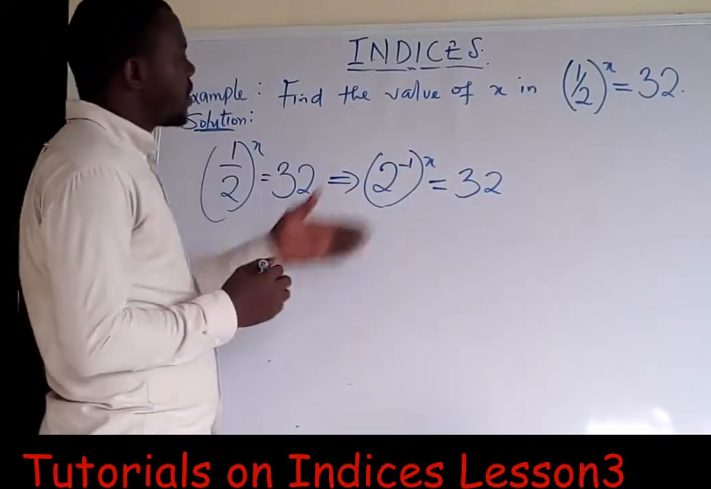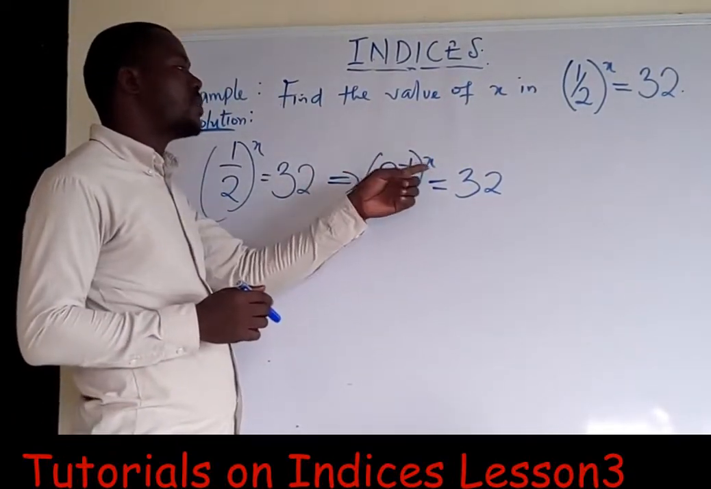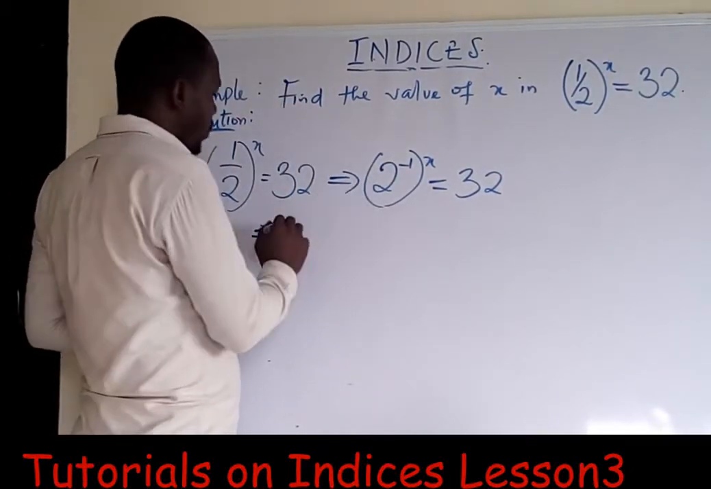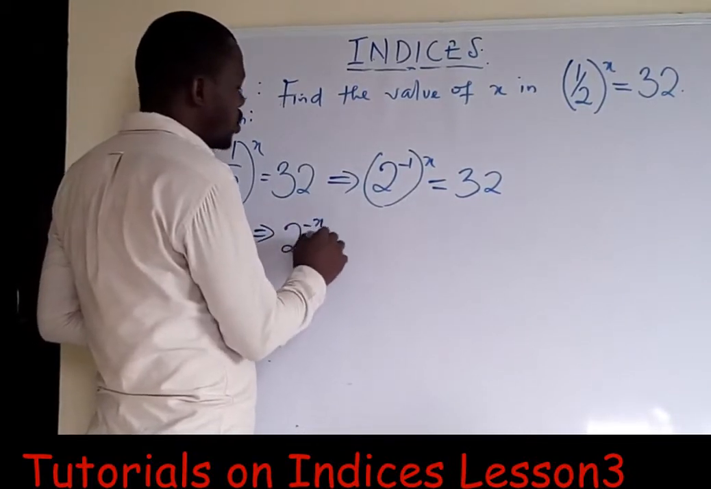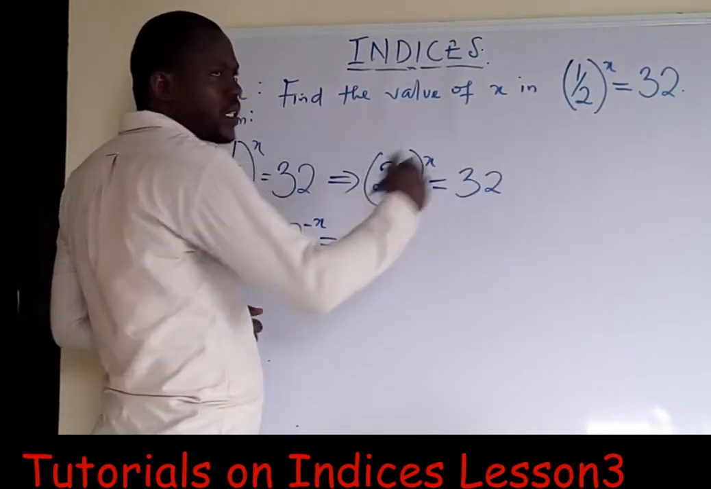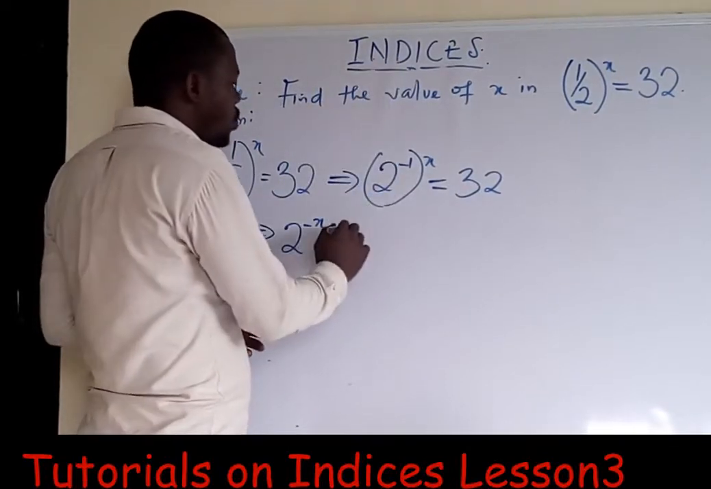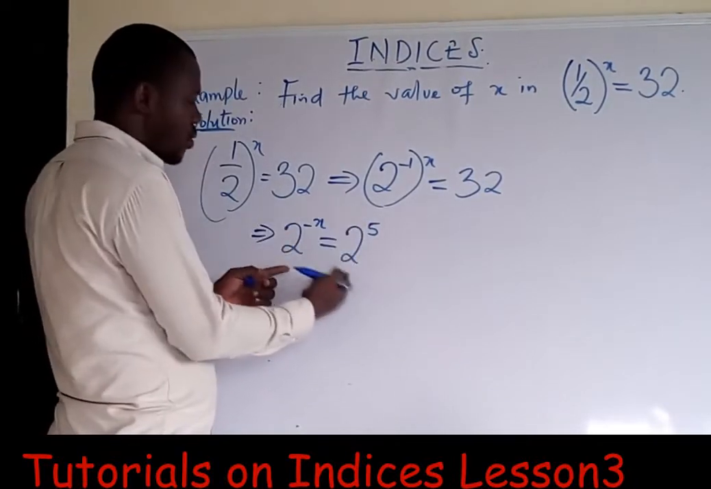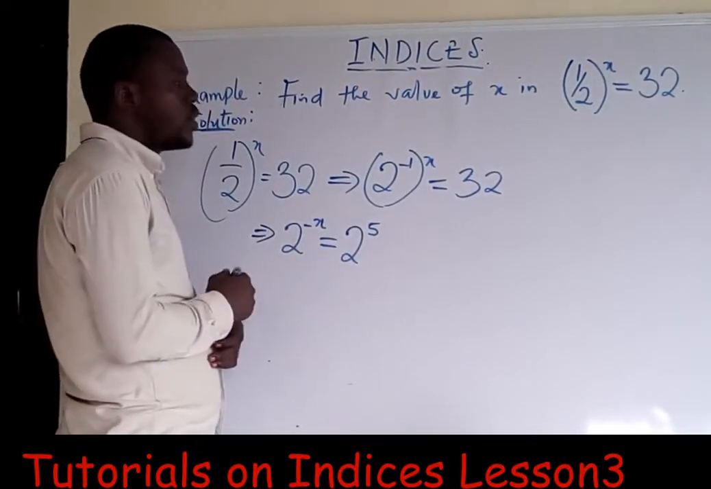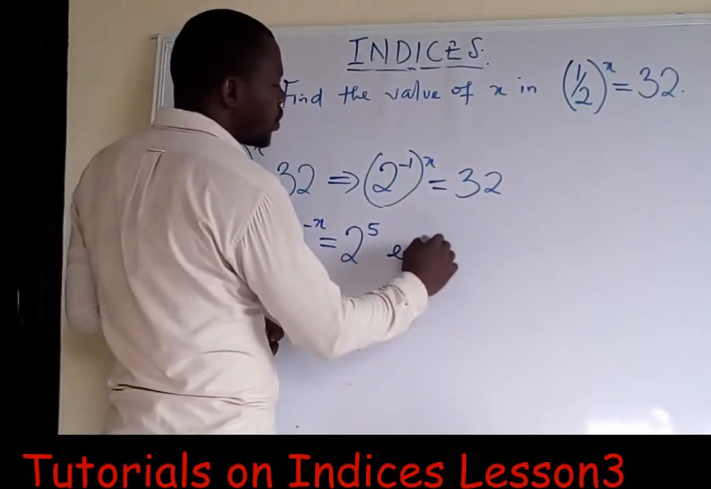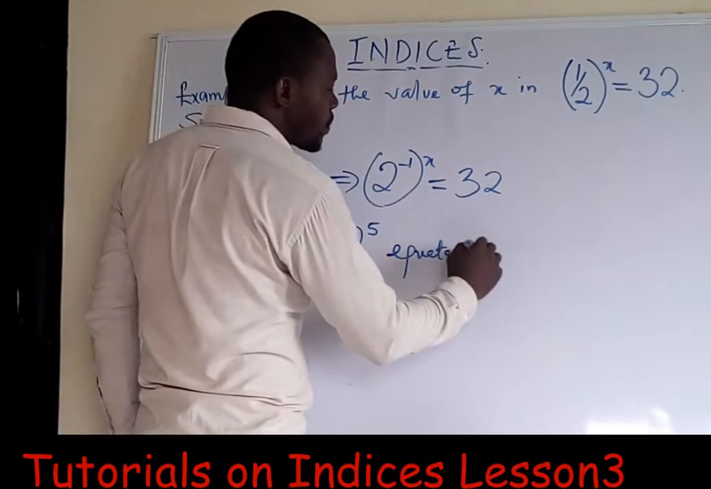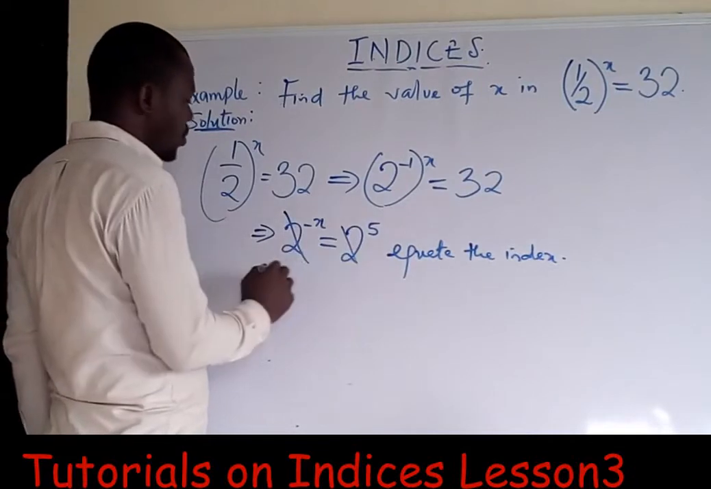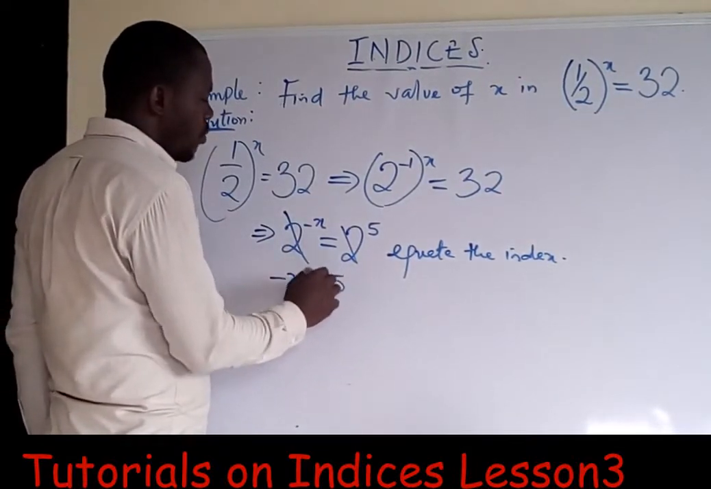Now, after this level, what can I do here? I need to multiply this power and this power together according to one of our laws. And then what we have there is 2 raised to the power minus x, which is equal to 32. Now, let me try to transform this 32 to 2 raised to the power something. And then 2 raised to the power 5 will be equal to 32, so that I can equate the index when the base numbers are the same. So now, what I need to do is to equate the index. So when I equate the index, this one and this one go, to have minus x equals to 5.